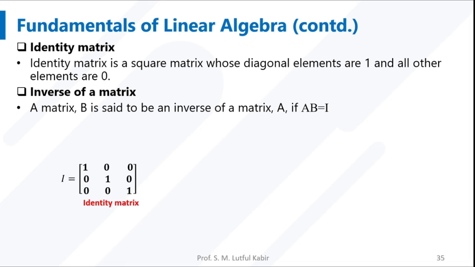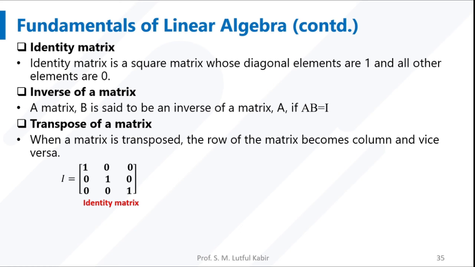Inverse of a matrix. A matrix B is said to be an inverse of A when A multiplied by B is the I matrix. So in order to get the B matrix, you have to take the inverse. Normally, we will take help of the different routines available in different programs. So we are not going into the fundamentals of how to calculate the inverse.